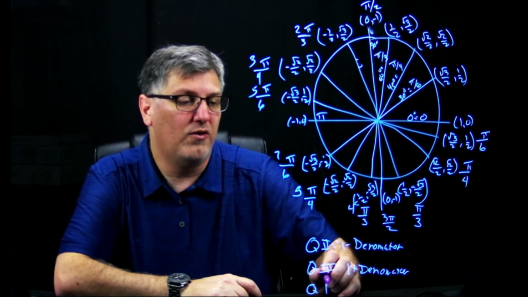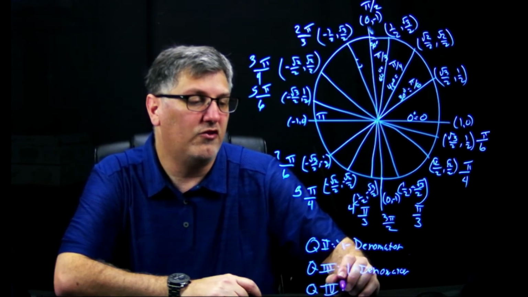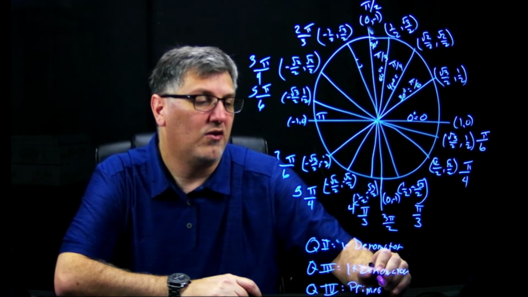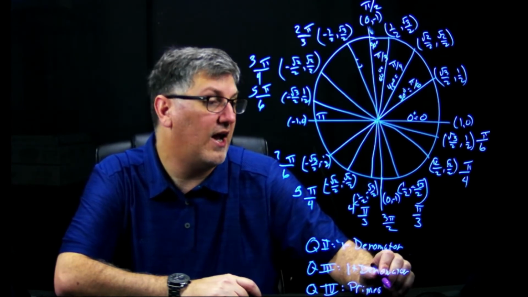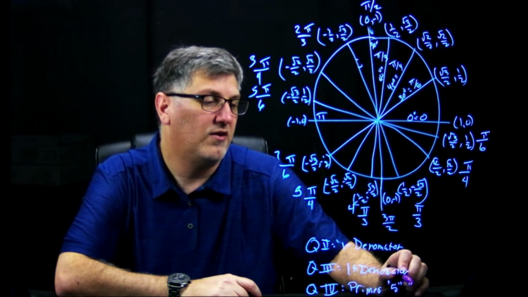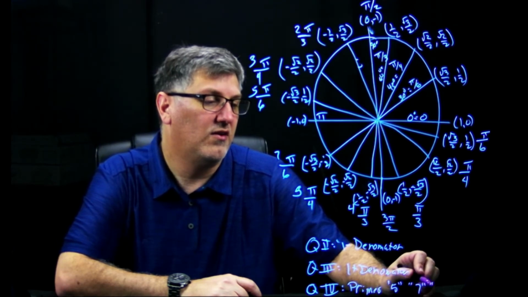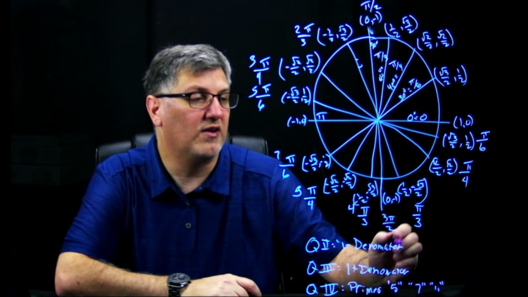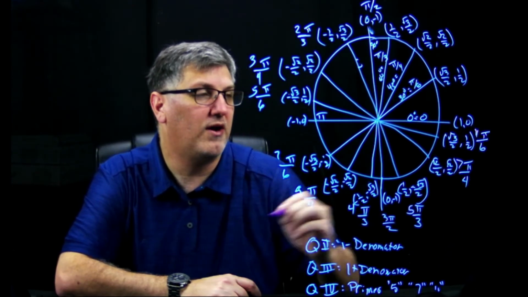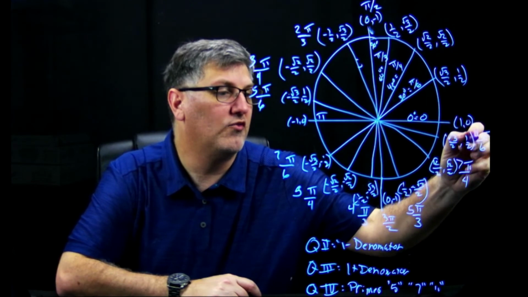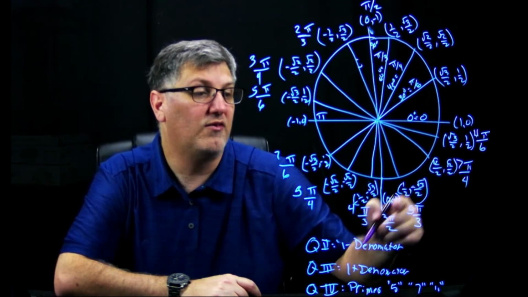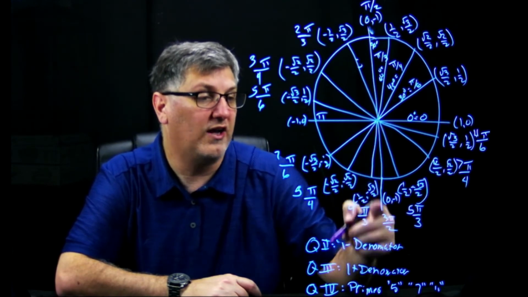Quadrant 4 is your primes, starting at 5. So 5, 7, 11. So this becomes 5 pi over 3, 7 pi over 4, and 11 pi over 6. So these are your prime numbers. And really, if you look here, you have 3, 5, 7, 11. These are all prime right here, starting at your axis.